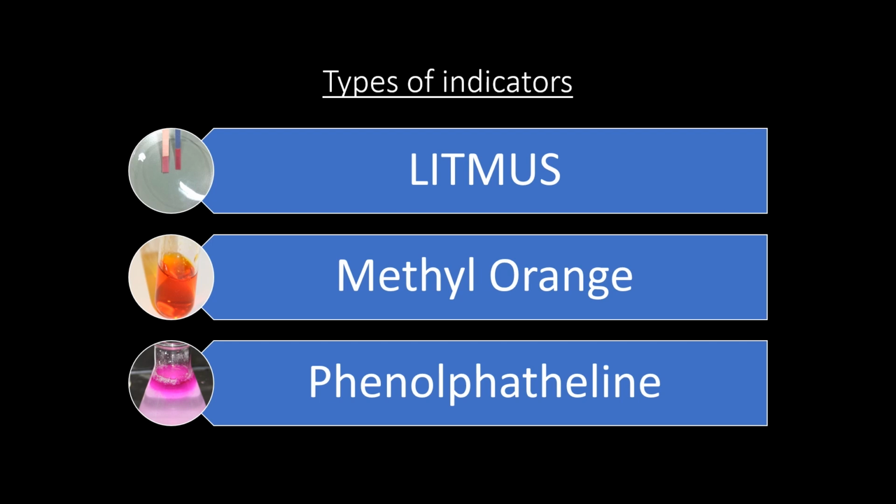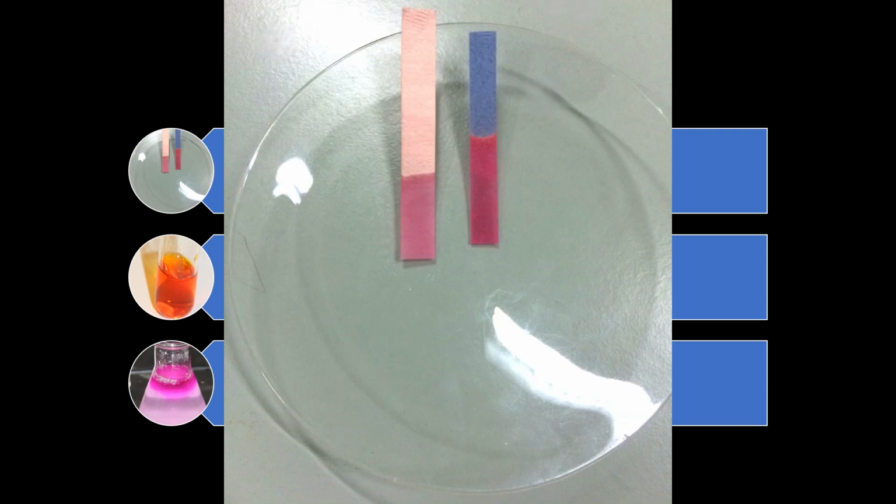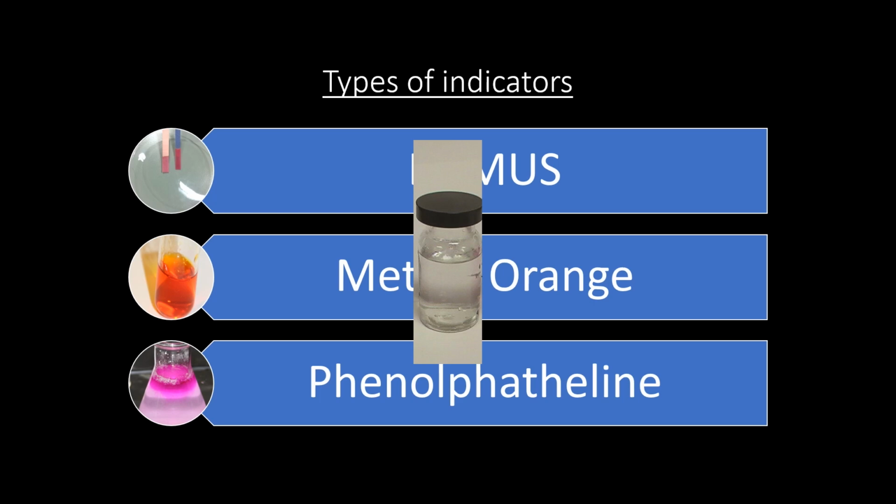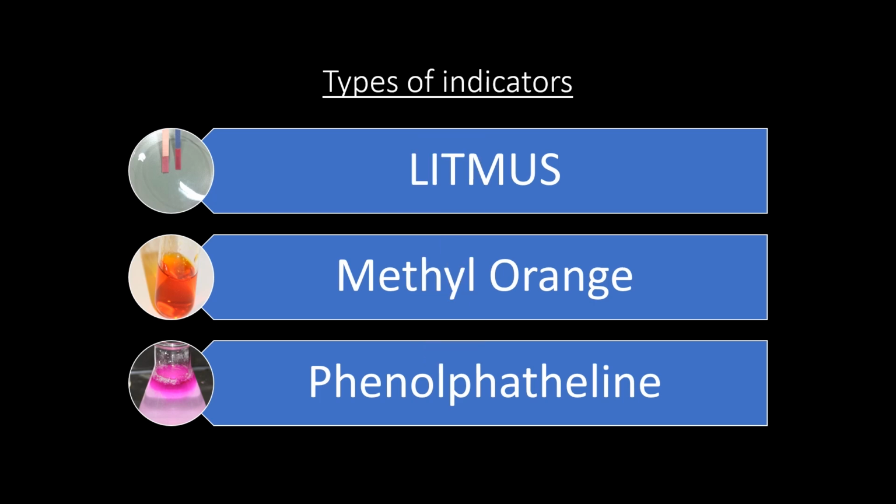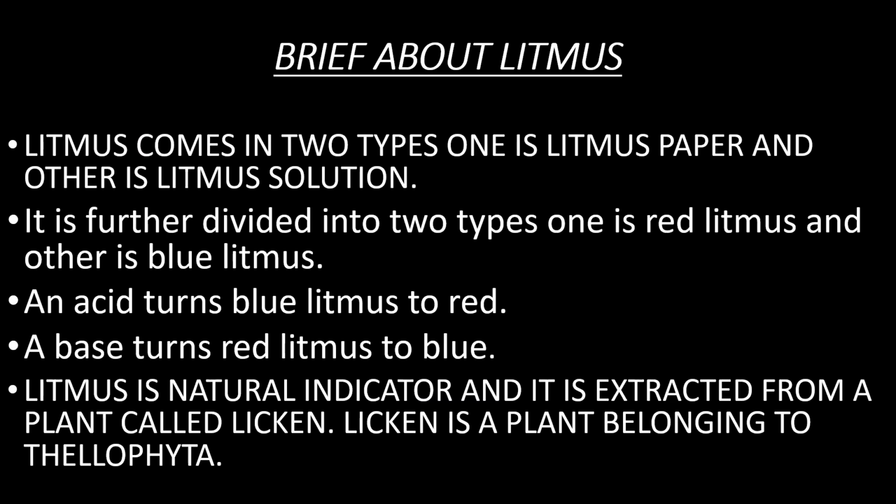Now, these indicators are of three types. First is litmus, second is methyl orange, and third is phenolphthalein. These are the three types of indicators that we will use to find out whether a substance is an acid or a base. Now, litmus comes in two forms: litmus paper and litmus solution. It means this is available in two forms.